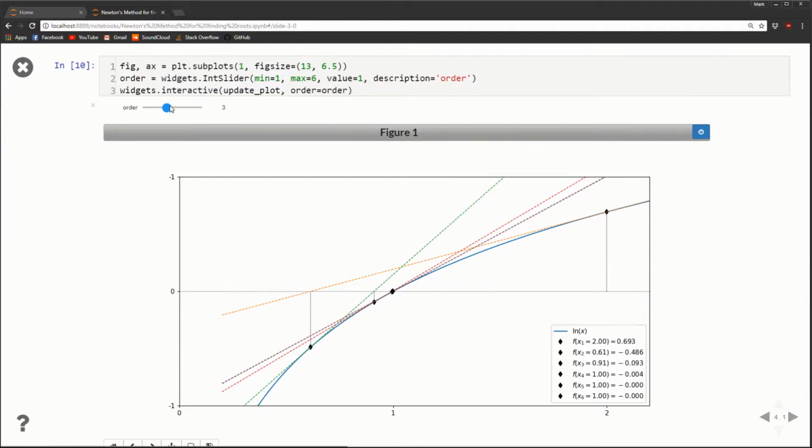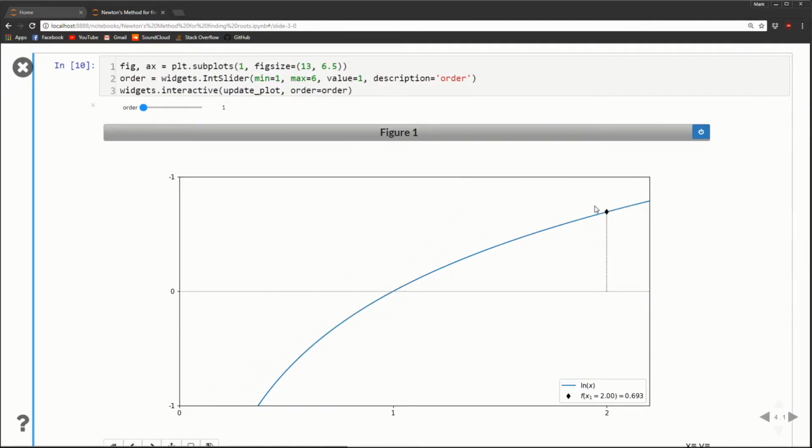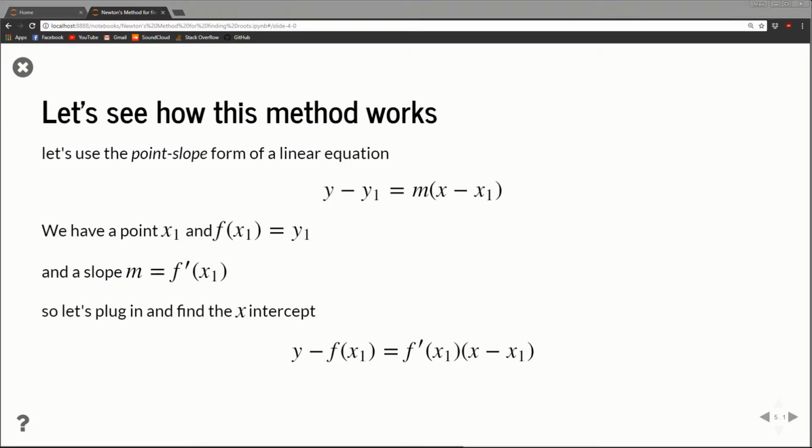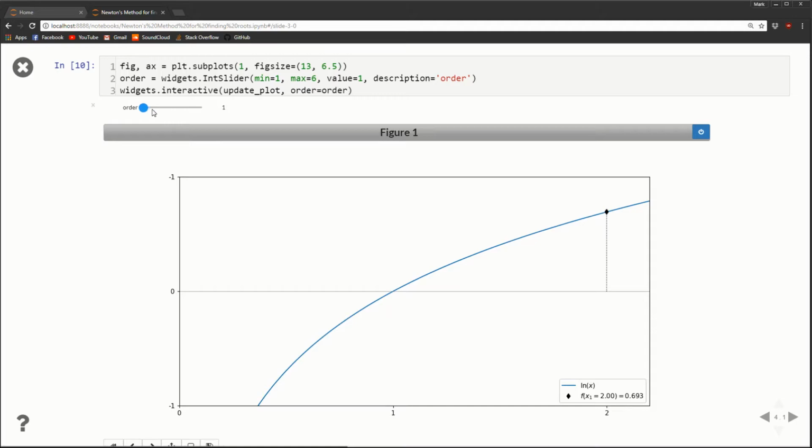x1 is just our guess, and then y1 is just the value of the function at that point. So if we go back here, you can see here, this is x1 and this is y1. So now all we need to do is find the slope, and it's just going to be the derivative of the function at x1. So if we plug in all these values, we're going to get an equation that looks like this. y minus f of x1 equals the slope at x1 times x minus x1. And now what we want to do is find the point where this line crosses the x-axis. And to do that, we're going to set y equal to 0. And just to show you, if we show our first linear equation, you can see here when y is equal to 0, our line is crossing the x-axis.